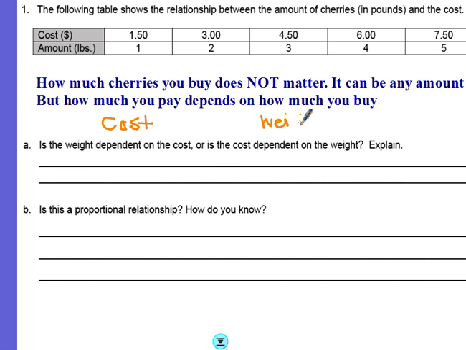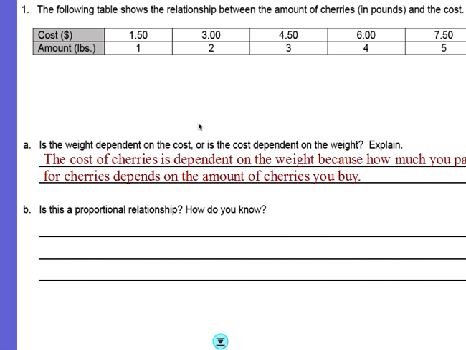Basically, I give you the answer. So the cost depends on the weight, and the second part will be the sentence we agreed to. So this is how I will write my answer. I will say, the cost of cherries is dependent on the weight because how much you pay for cherries depends on the amount of cherries you buy. I said the cost is dependent on the weight, and I gave an explanation with the sentence starting with because at the end. That will be the perfect answer. You may pause the video to copy this down.